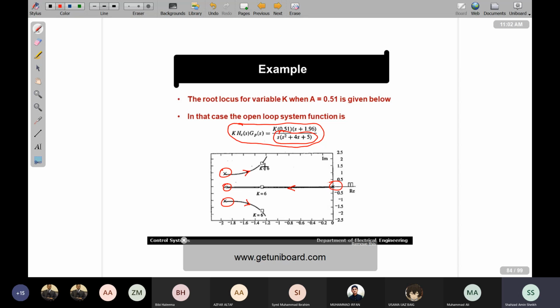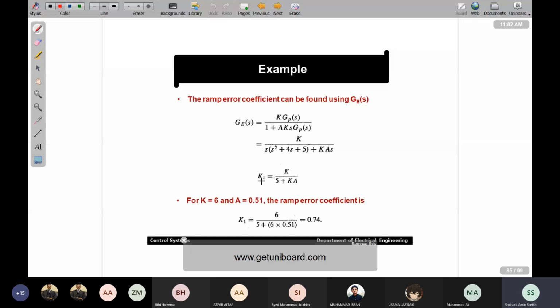और अगर आप रैम्प एरर कोएफिशिएंट इस पर्टिकुलर लोकेशन पे देखना चाह रहे हैं तो अल्टीमेटली हाउ यू विल बी डूइंग इट। सो GE ऑफ S आपको फॉरवर्ड ट्रांसमिटेंस जो है, forward path transmittance, we have already calculated this, that was K GP of S over 1 plus A K GP of S. So अब आपके पास तमाम चीज़ें जो हैं वो मौजूद हैं, so ultimately you will end up with K1 is equal to, that's the ramp error coefficient, so K1 is equal to K over 5 plus KA, and for K is equal to 6 and A is equal to 0.51, the ramp error coefficient is 0.74. Any questions?